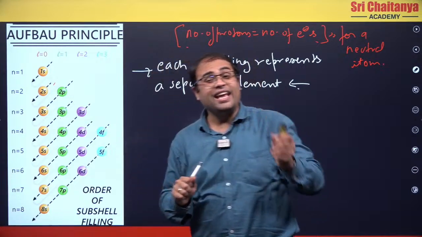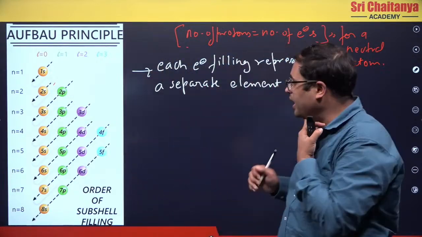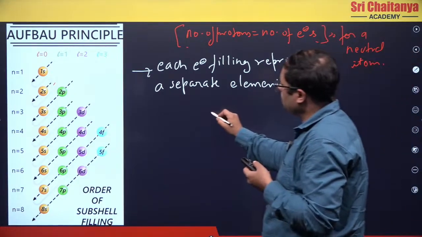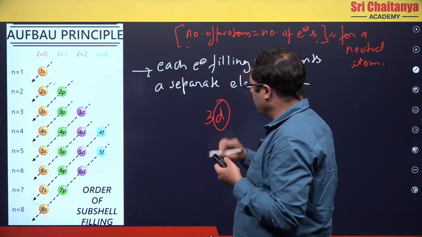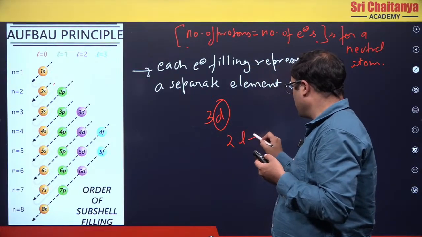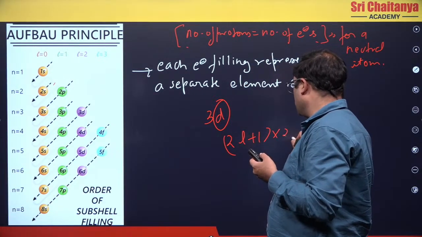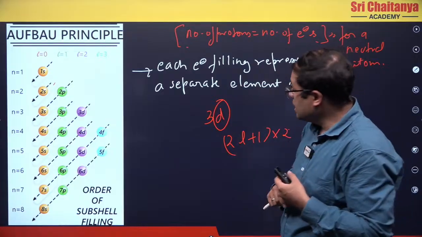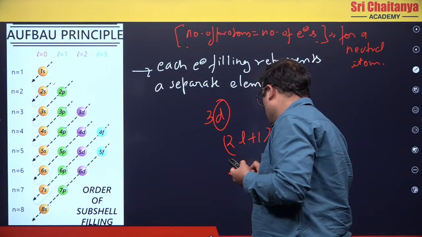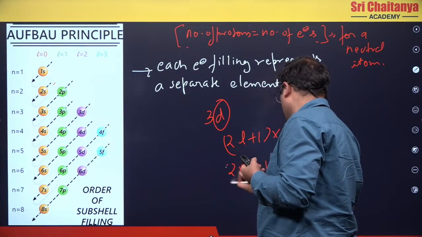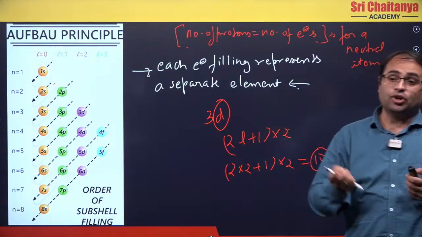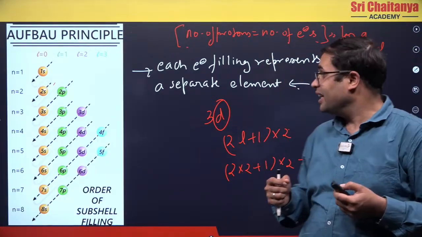And how many electrons can 3d accommodate? 3d can take how many electrons? Please tell me. It's a d orbital. So, the number of electrons of this orbital is given by 2 into (2l plus 1). For d, the l value is 2, right? So, 2 into (2 times 2 plus 1) gives you 10. So, total 10 electrons. 10 electrons, each electron represents an element, right?